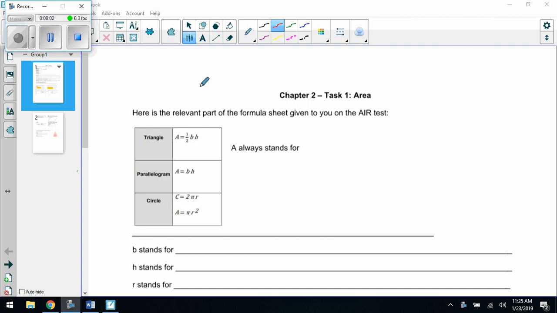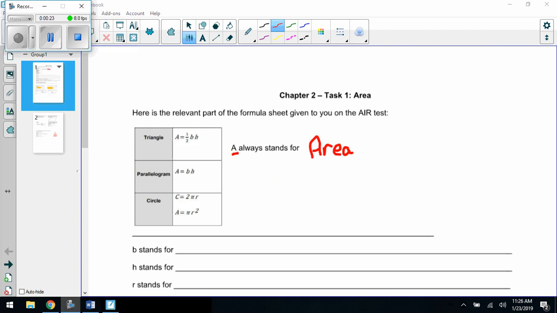Chapter 2, Task 1, Area. Here's the relevant part of the formula sheet that will be given to you on the air test. If you notice over here, we've included the formula for triangle, parallelogram, and circle. For each of these formulas, the A always stands for area.